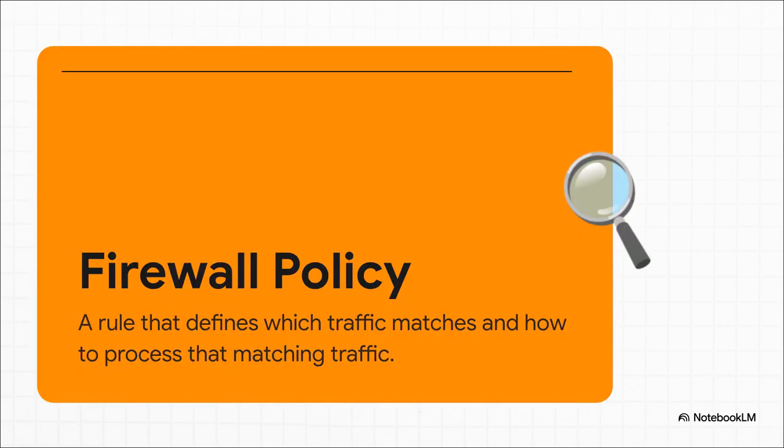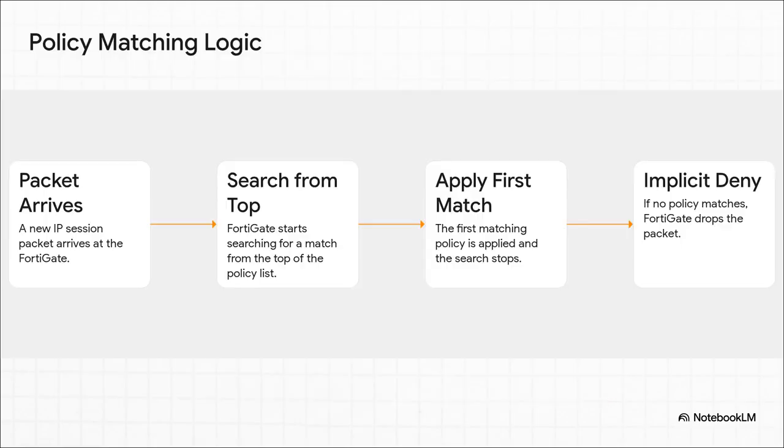Honestly, the best way to picture this is to think of a bouncer at a really exclusive club. That bouncer's got a list, right? And they check every single person trying to get in against that list. Your firewall policy is exactly that, but for your network's data. It's a very strict set of rules that decides who gets in, who gets turned away, and what they can do once they're inside.